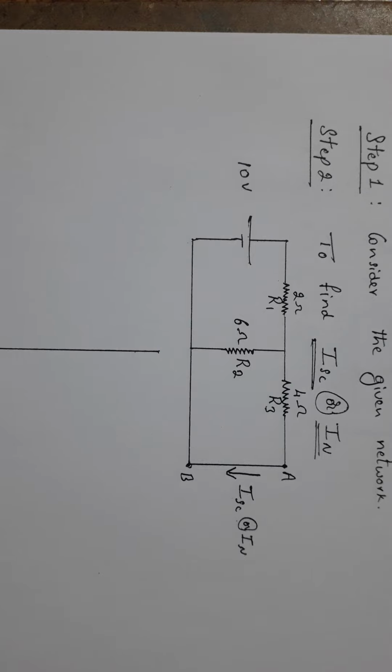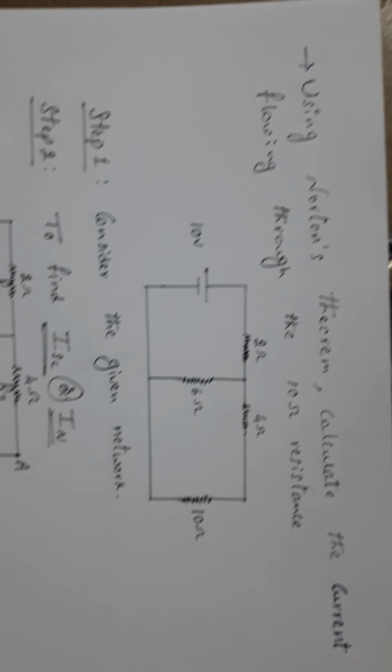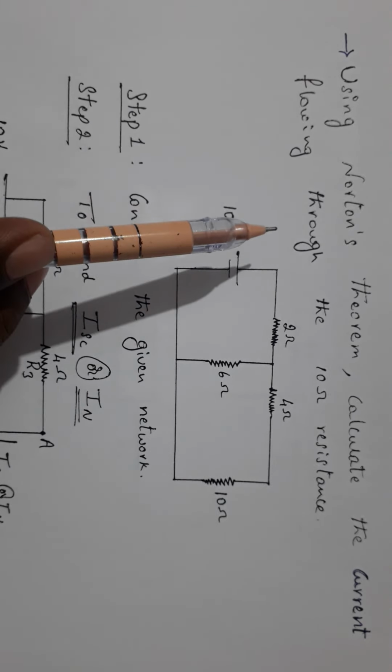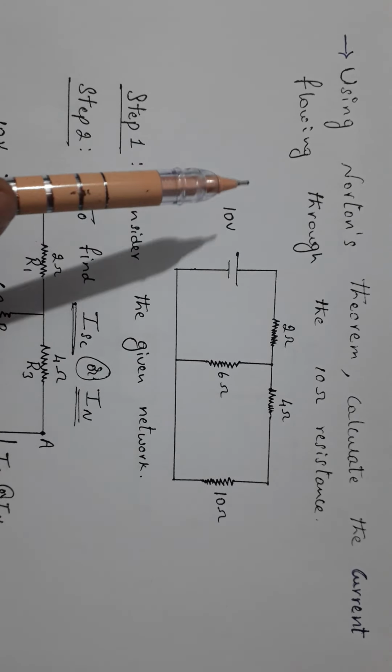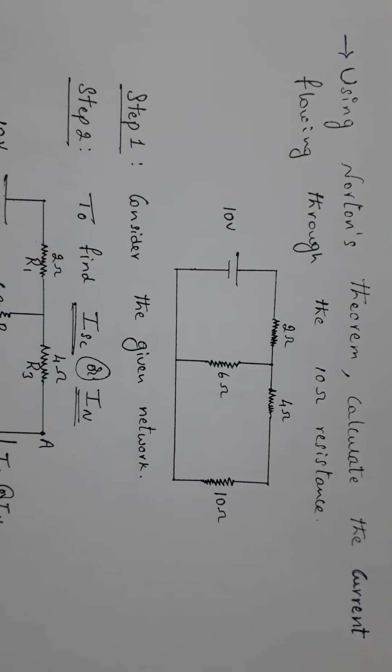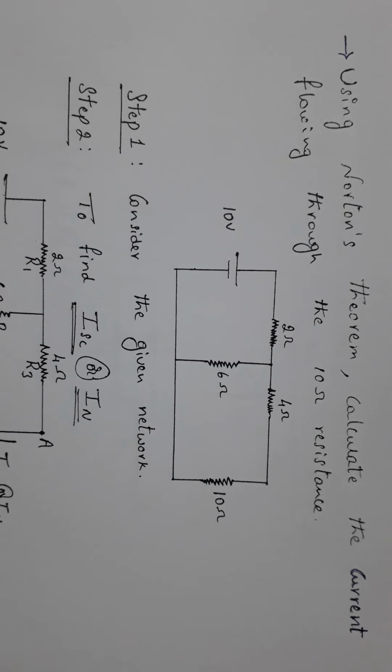Next problem, using Norton's theorem, calculate the current flowing through the 10 ohm resistance. To find the Norton's equivalent of a given network, first consider the given network. Step 2, to find the ISC or IN, that means Norton's current.